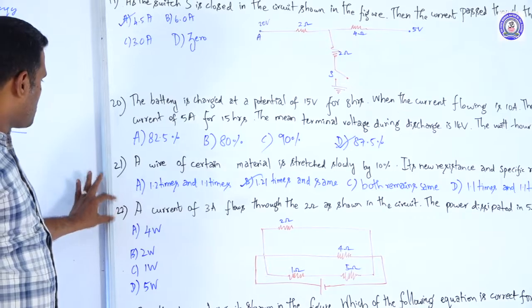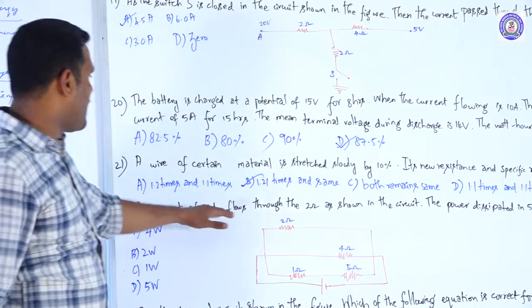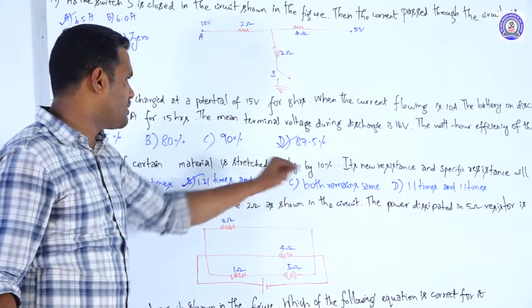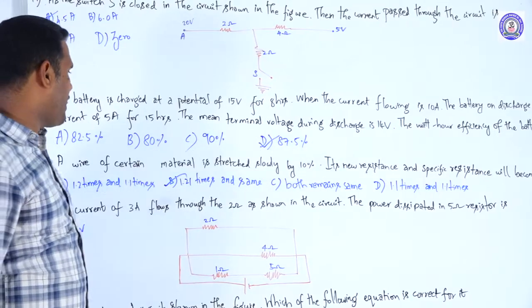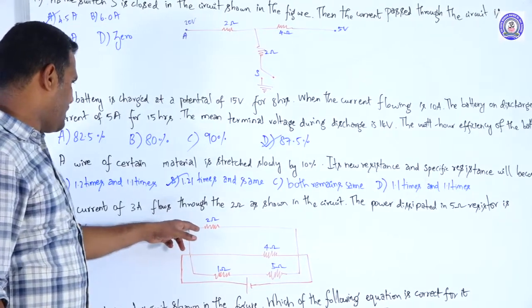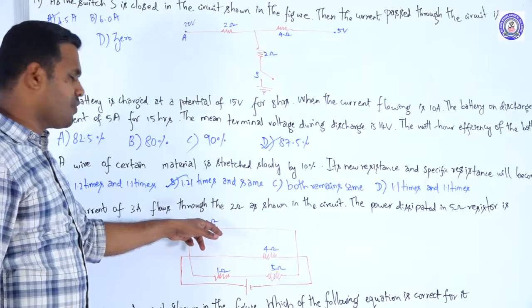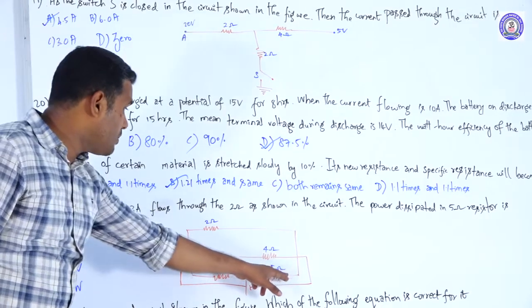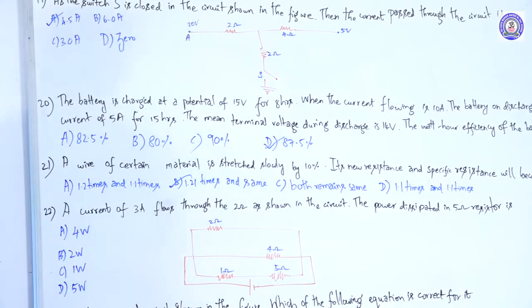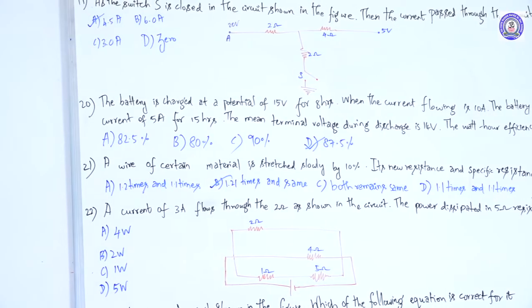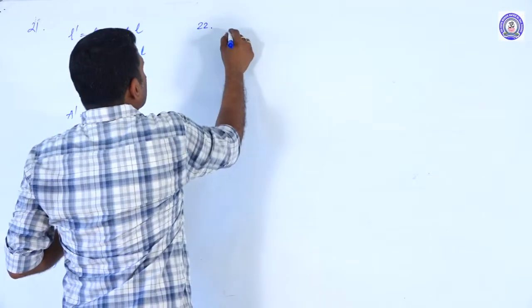Then question number 22. A current of 3 ampere flows through 2 ohm as shown in the circuit. What is the power dissipation across the 5 ohm resistor? You can check it out. The circuit is given.